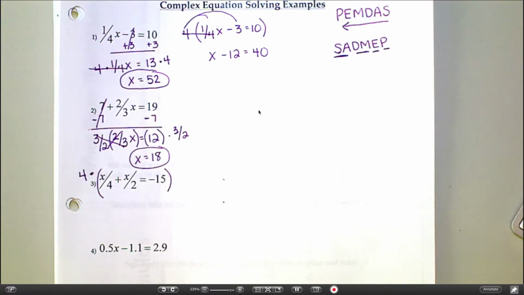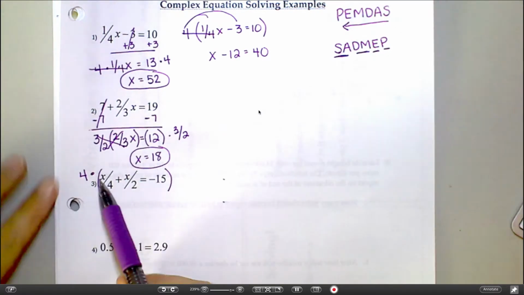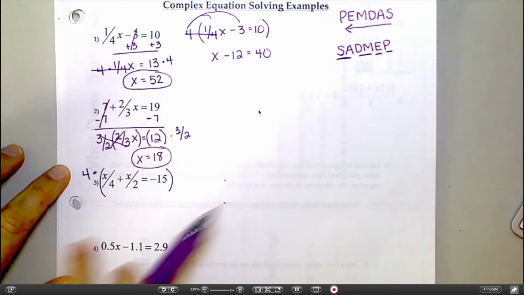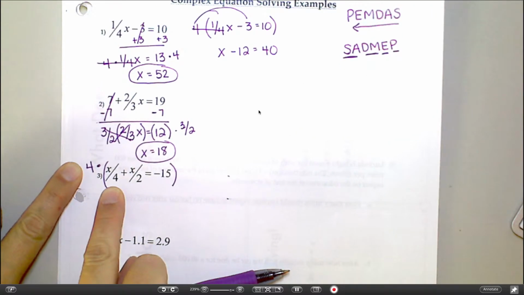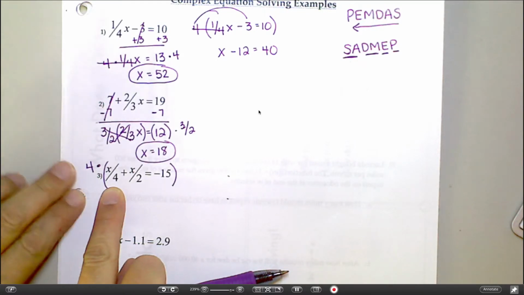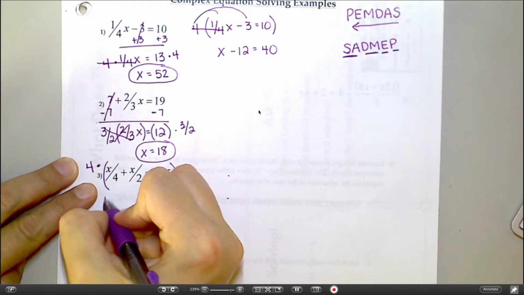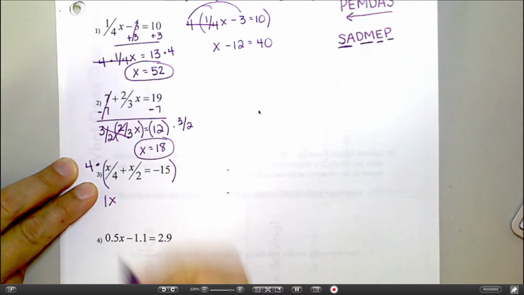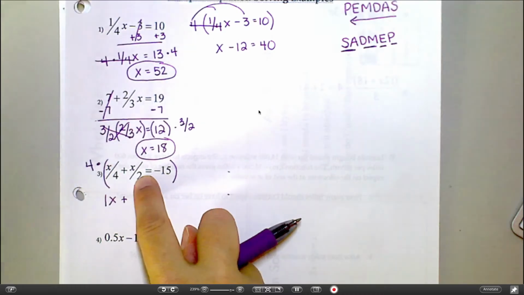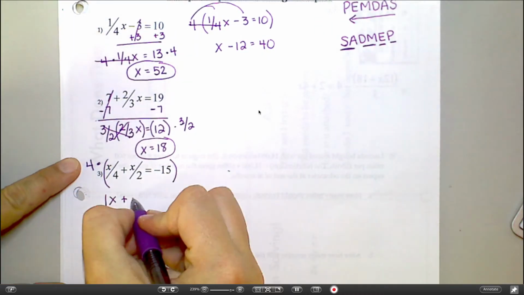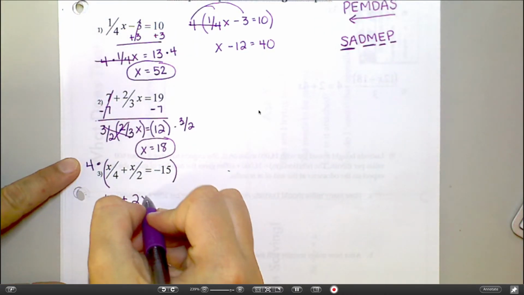Okay? And here's what that's going to look like. This is really going to have me doing 4 divided by 4 when I multiply here. What is 4 divided by 4? 1. So now this is a 1x. You can just write x. And then 4 divided by 2 is 2, so this is going to be 2x. We will combine. 3x.